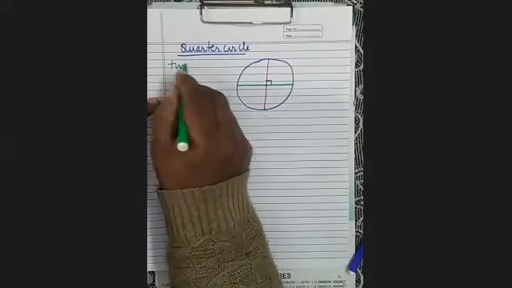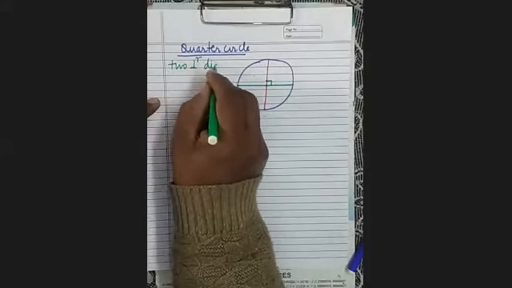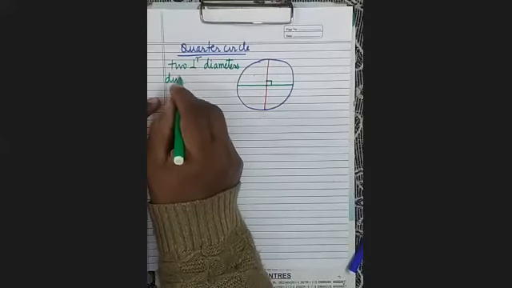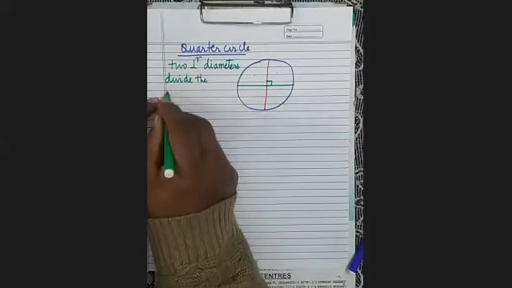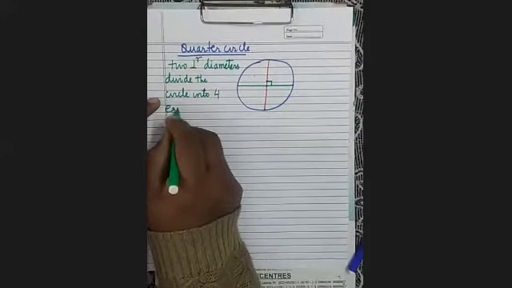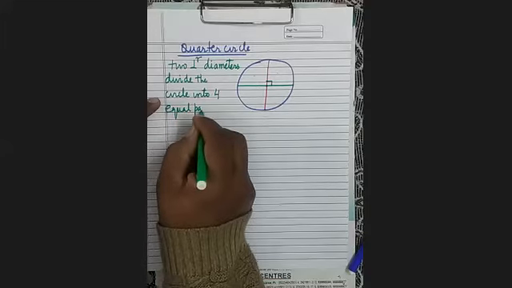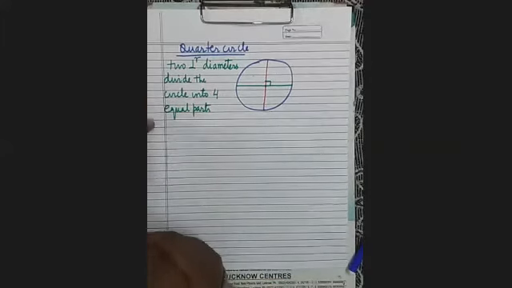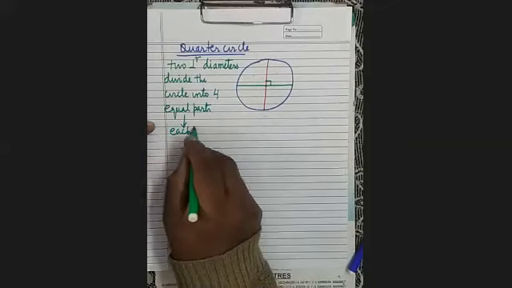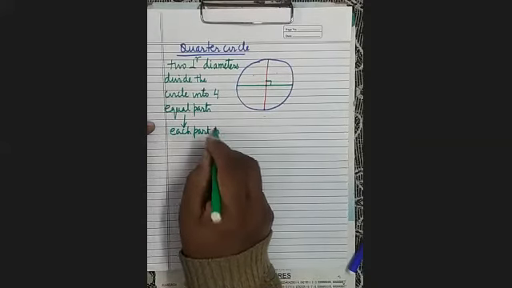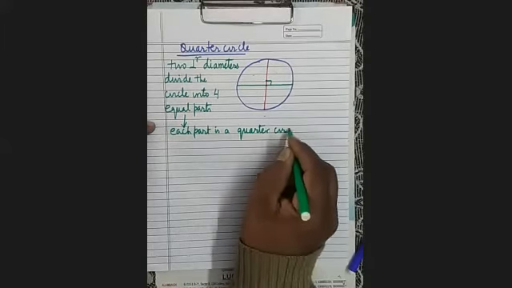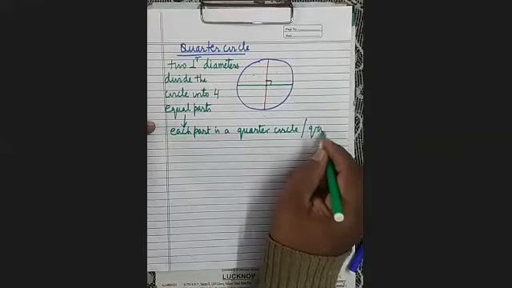Two perpendicular diameters divide the circle into 4 equal parts. Each part is called a quarter circle or quadrant.